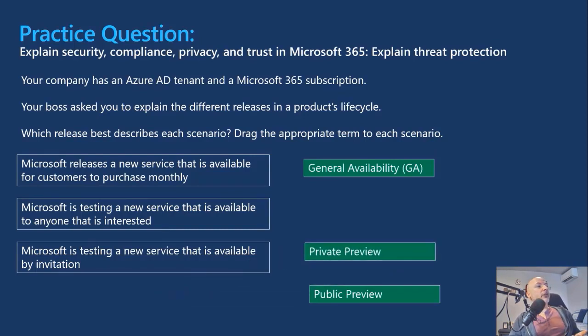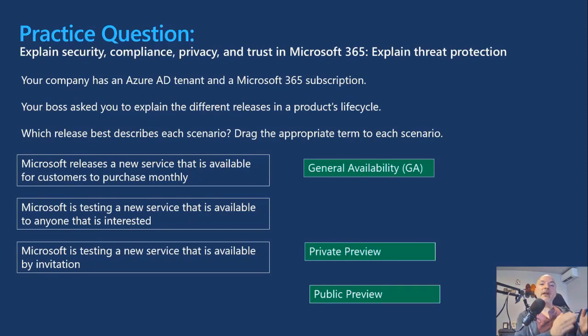Microsoft is testing a new service that is available by invitation. That's a private preview. We talk to some customers and say, hey, we're testing out this new service. We'll call it something, maybe even Universal Print. Are you interested? Yes, you are. Okay, we're going to send you an invitation. Make sure you reply to it, and then we'll start testing those Universal Print features with you. Universal Print is just an example. So that's a private preview.